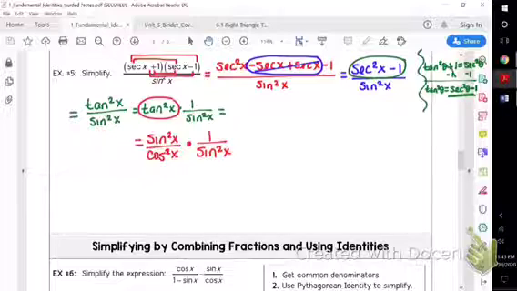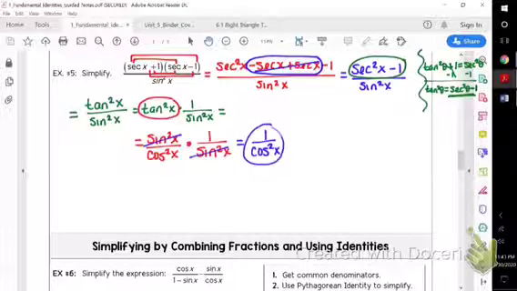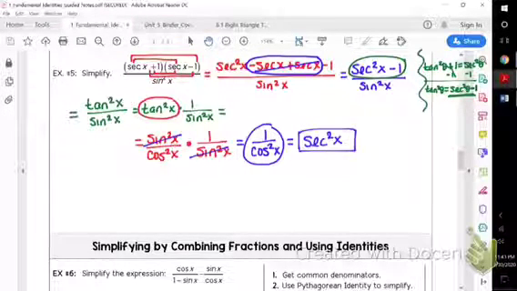So now when we do this algebraically, we see we have sine squared on top and bottom, so it will cancel, which leaves me with 1 over cosine squared of x. And 1 over cosine squared of x is a reciprocal identity. The reciprocal of cosine is secant, so this is going to give us secant squared of x. And we can't simplify any further than one term itself, so there is our solution.